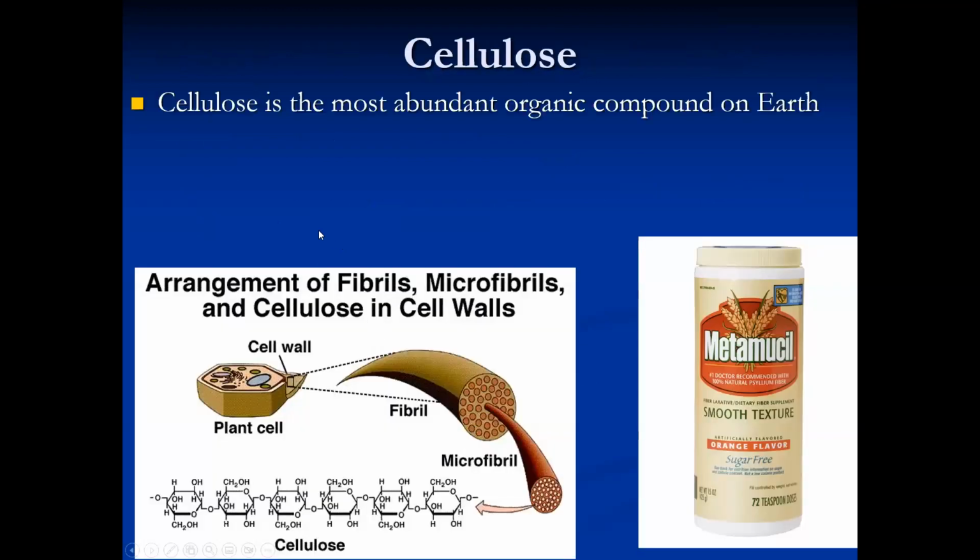All right, what is cellulose? Cellulose is the most abundant organic compound on Earth. So make a note of that. I believe it's a review question and a test question.